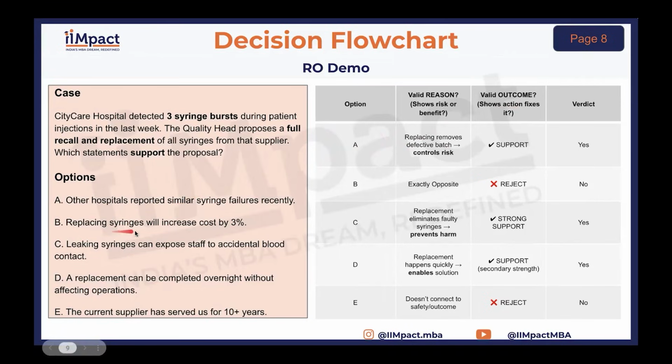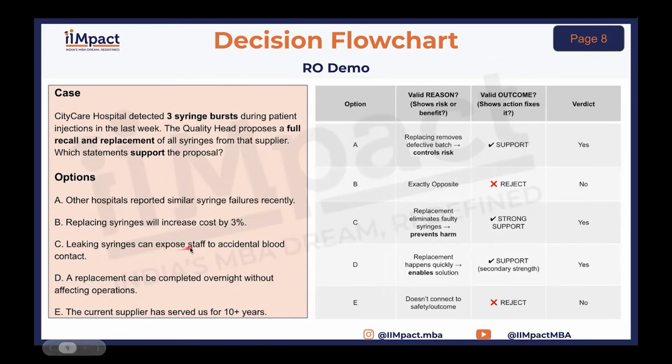Option B, replacing syringes will increase cost by 3%. Now, is this a valid reason for this action? If you think about it, this is exactly opposite. You should not recall and replace if your cost is going up. So this is not a reason at all for making a decision to replace.